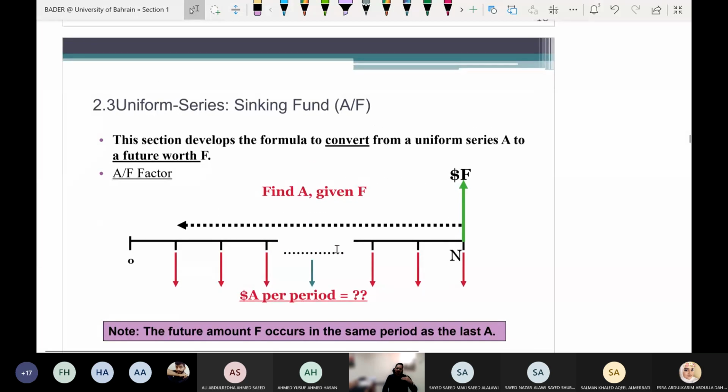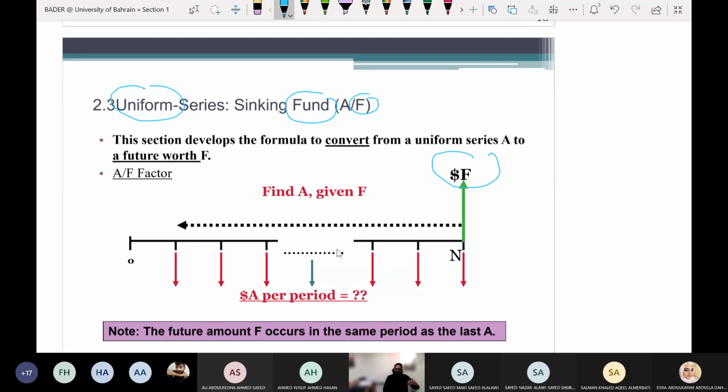Today, what am I going to be explaining to you? I'm going to explain to you the relationship between the uniform series and the future. This is called the fund. I want to do something in the future, but I want to prepare myself.